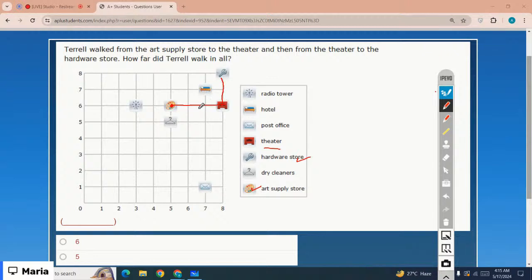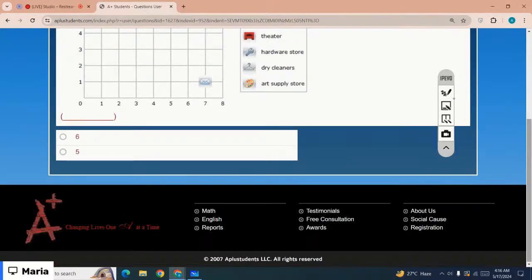How far did Terrell walk in all? You need to count the total squares. One, two, three. From here to here, he covered the distance of 3 units and two more. Five it is. The correct option is five. Yes, the correct option is 5 units.